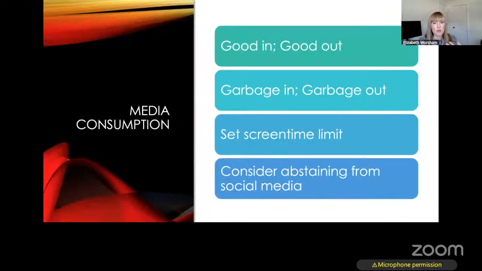And then media consumption. You put good things in, you get good things out. Garbage in, garbage out. Media is so much more prevalent now than just 1 or 2 generations ago. Consider setting screen time limits. I can't expect kids to fall asleep well if there's a tablet in front of their face. Same with adults. If you're scrolling on your phone before bed, I don't expect good sleep. Consider abstaining from social media.